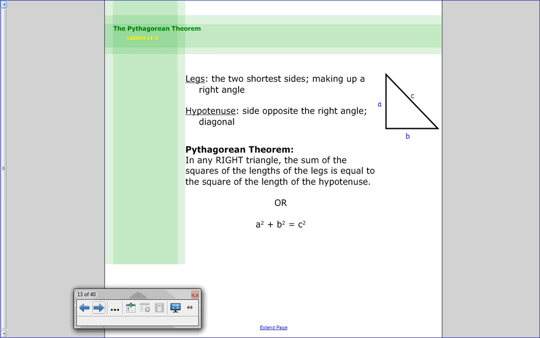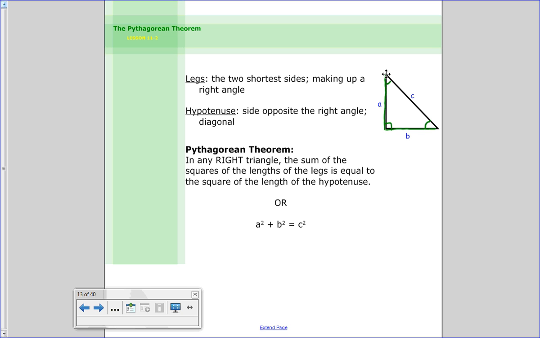We're going to look at triangles, and in particular, right triangles. So when we talk about triangles, we're going to look at legs and hypotenuse. The legs are the two shortest sides of this right triangle, and they make up a right angle. On this one, the legs would be side A and side B, because they come together to make a right angle. It couldn't be A and C because that's acute, as is the angle from B to C.